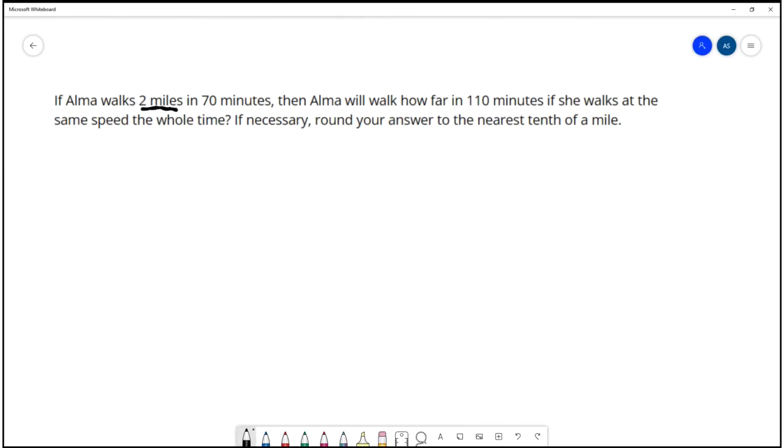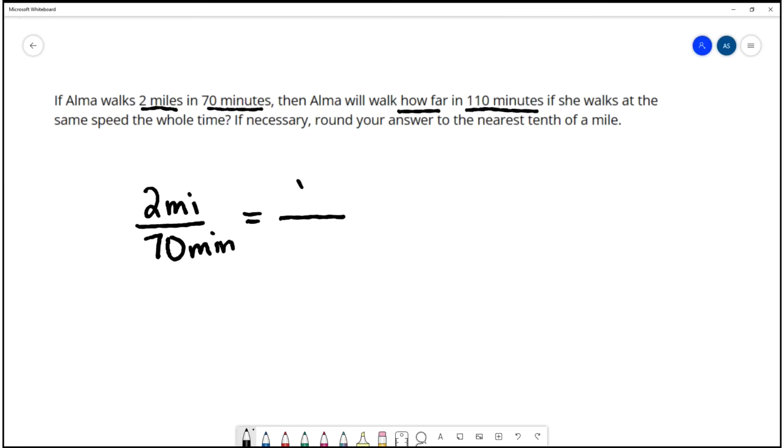We have 2 miles in 70 minutes. I'm going to put this into a ratio. 2 miles in 70 minutes. How far will she walk in 110 minutes? How far is going to be my variable, and notice that I'm putting it in the numerator. Miles refers to distance, and so does how far. How far in 110 minutes?